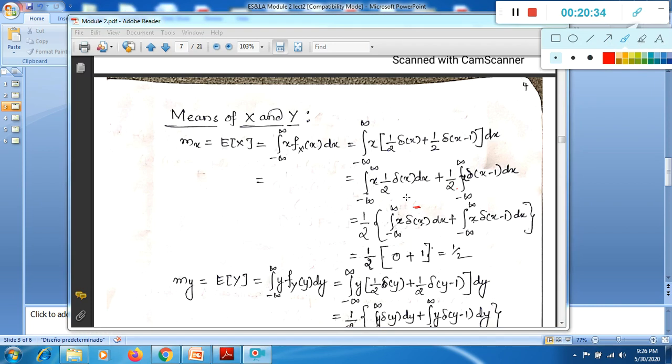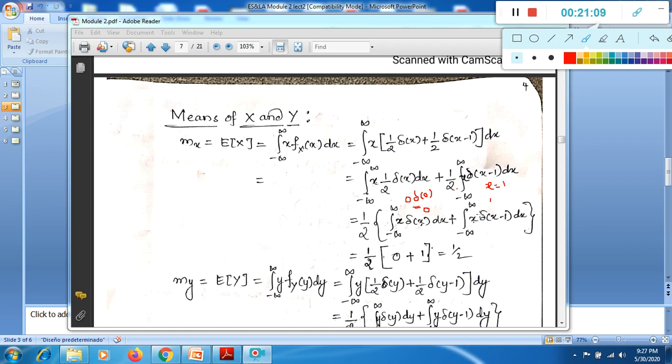This integration will become 0 into del of 0, which makes it 0. And for this to exist, we have to take the value of x as 1. So when x is equal to 1, this equation becomes del of 0, which will be 1.